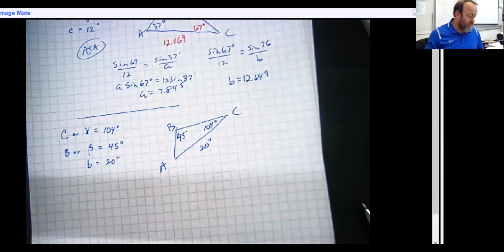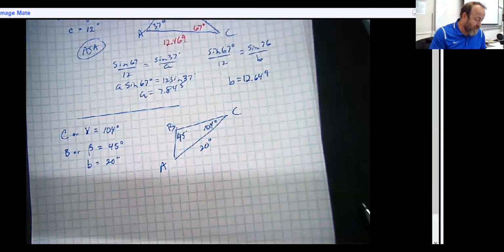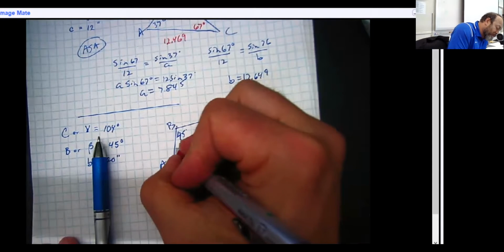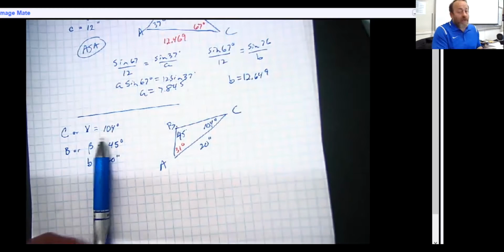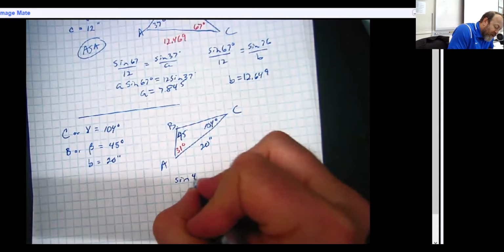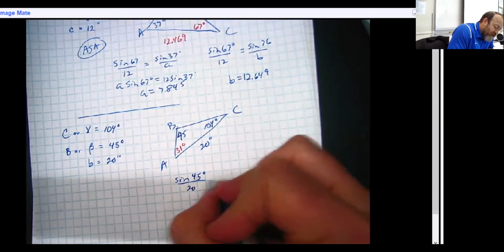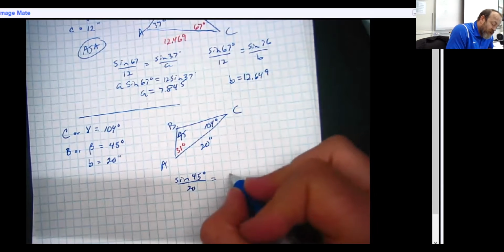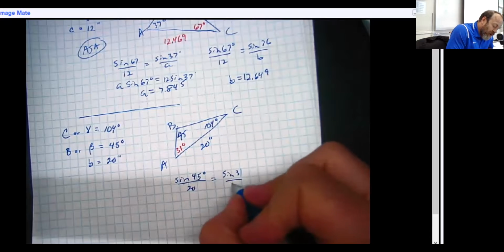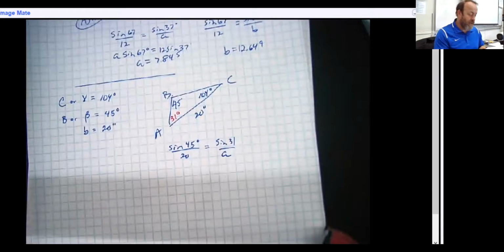So just like that previous question, the first thing I'm going to do is find this missing angle right here. Let's take 180 and take away 104 and take away 45, and I'm looking at 31 degrees missing. That was pretty easy. Now, here's where I'm into the fast stuff. I could say then that the sine of 45 over 20 is equal to, let's say, the sine of 31 over little a, very much like the previous problem.